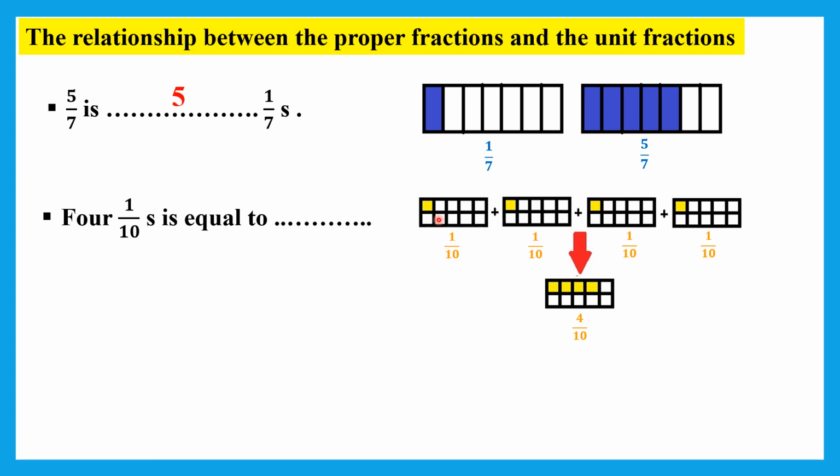It is made from four 1/10s. So what is the name? It is 4 out of 10. Understood? 4 1/10 is equal to what? 4/10. Now you can see whether your answer is correct or wrong. Four 1/10s make 4/10. Next one.